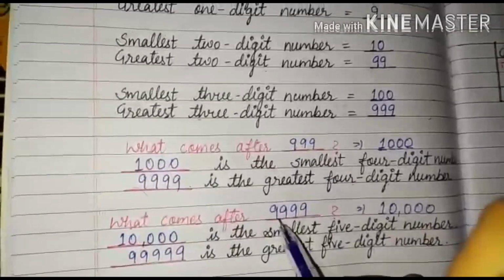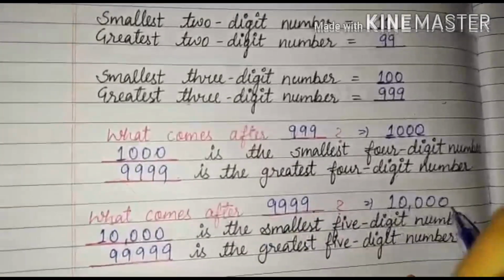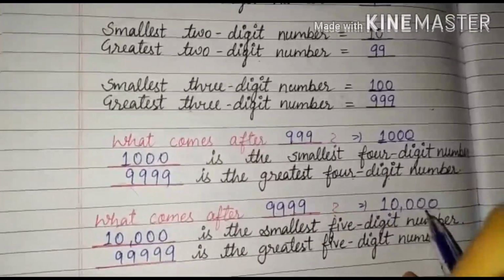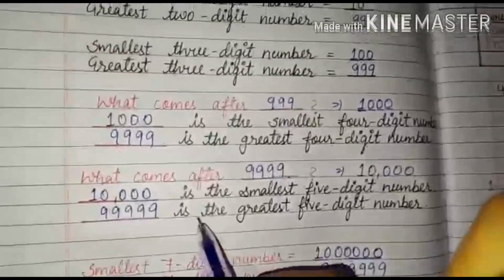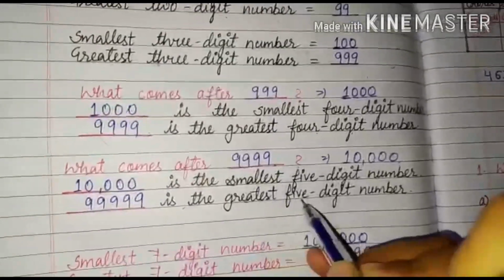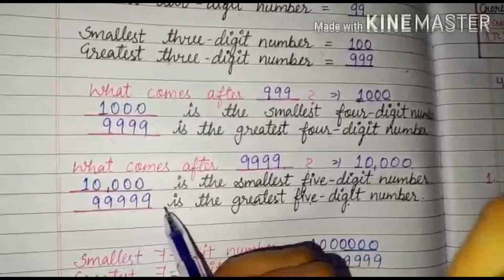What comes after 9999? It will be 10,000, and this is the smallest 5 digit number. The greatest 5 digit number, that means we have five 9s.